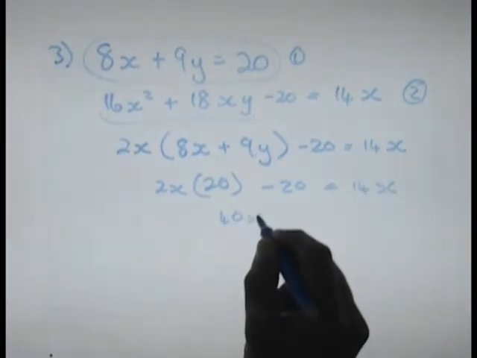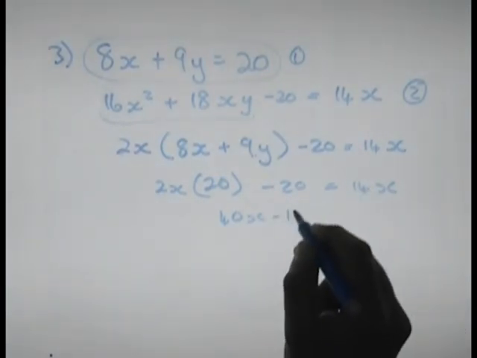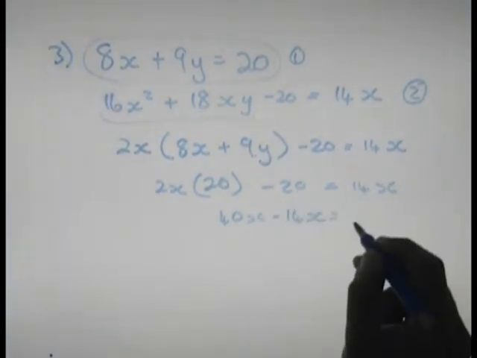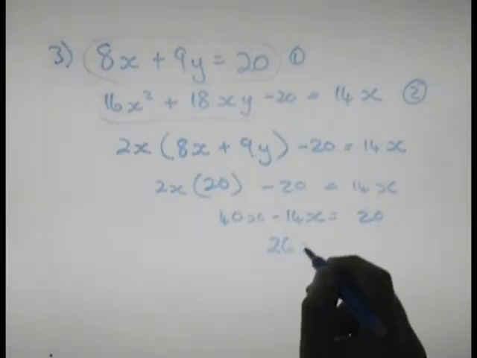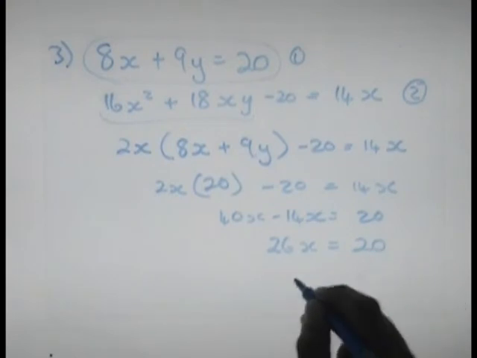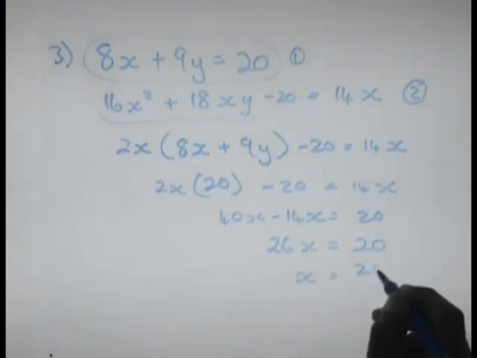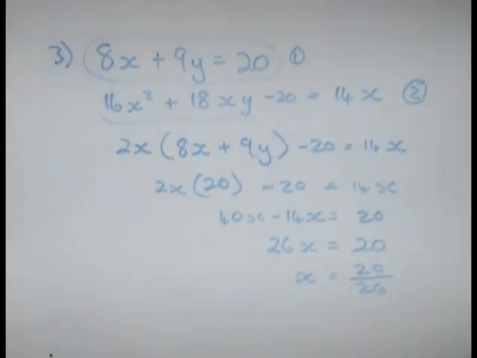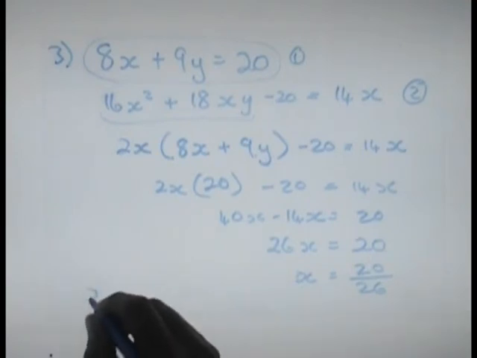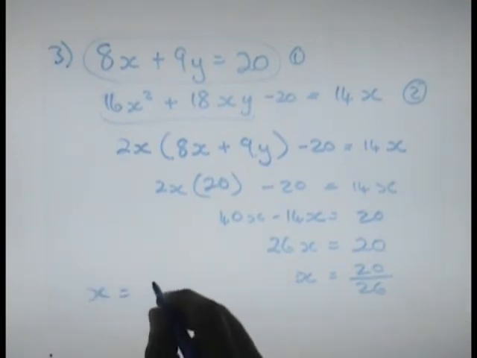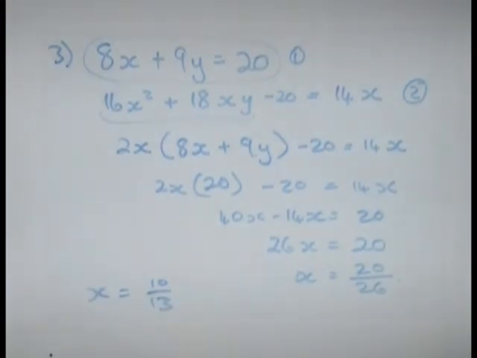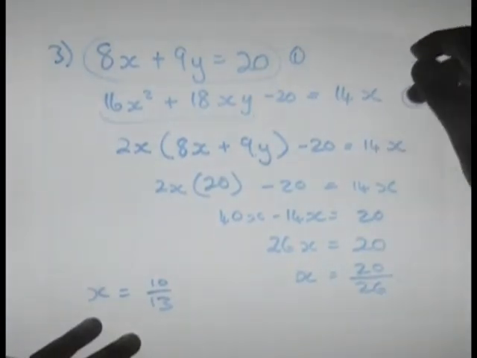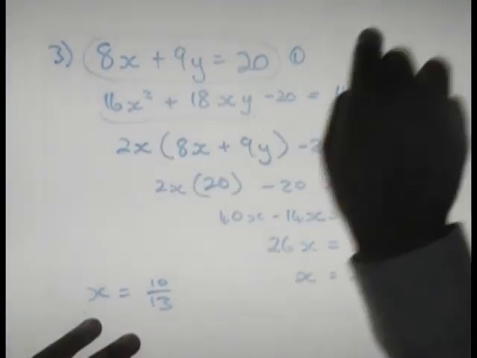That means that 40x minus 14x is equal to 20. That means that 26x is equal to 20. x is equal to 20 over 26. Or you could have also said x is equal to 10 over 13. That's only my x value. I still need to find my corresponding y value. I'm going to plug it in there.